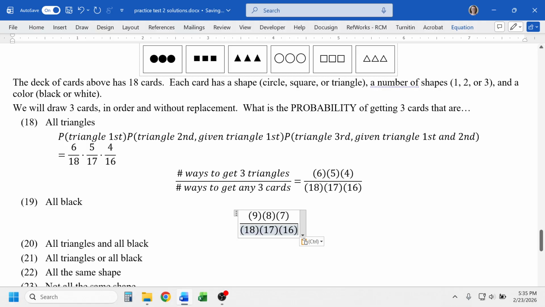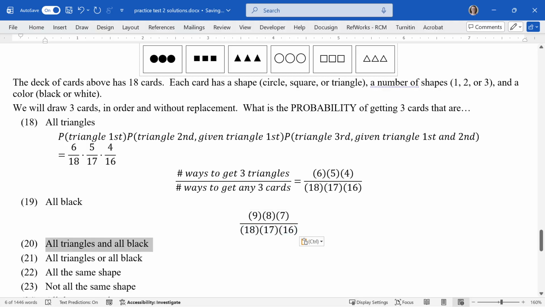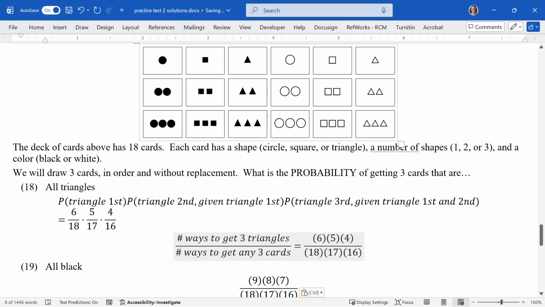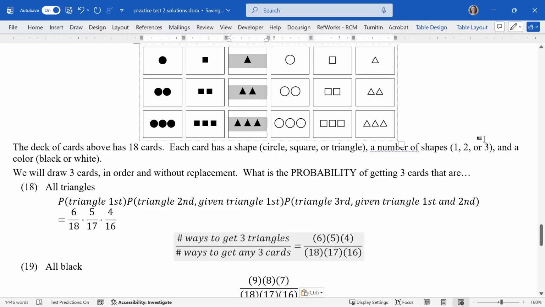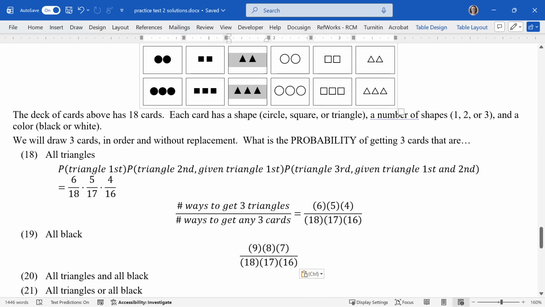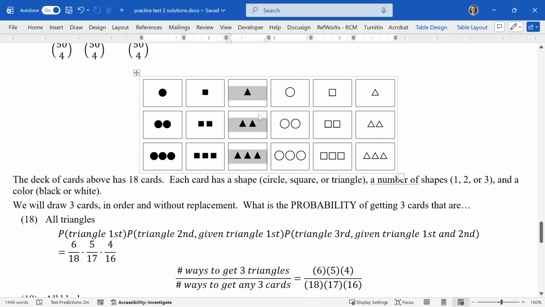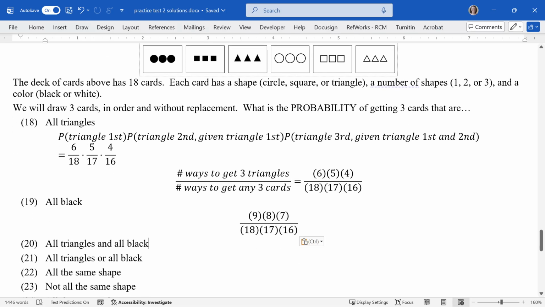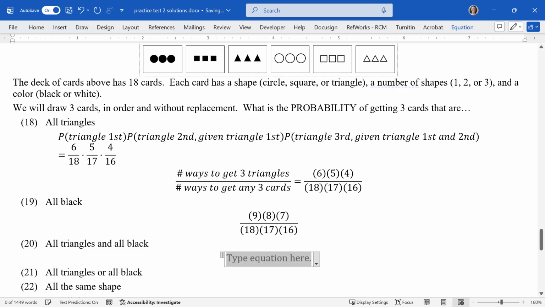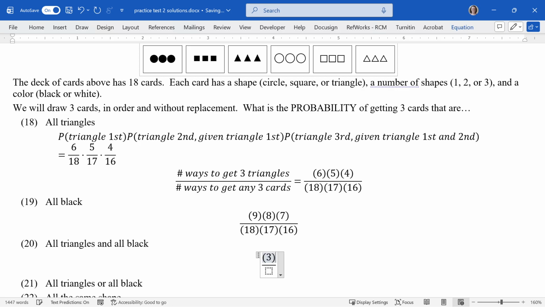Okay, for number 20, all triangles and all black. So we're looking at only this group of 3 cards here, the black triangle cards, because we're still just drawing 3 cards. So if they're going to be all triangles and all black in the same 3 cards, then it must be those actual 3 cards. So you might think it's only one way, but we're doing this in order, so we still have 3 options for the first card and 2 options for the second card, and then 1 option for the third card. So this will be 3, 2, 1. And then on the bottom, the same as the last questions.